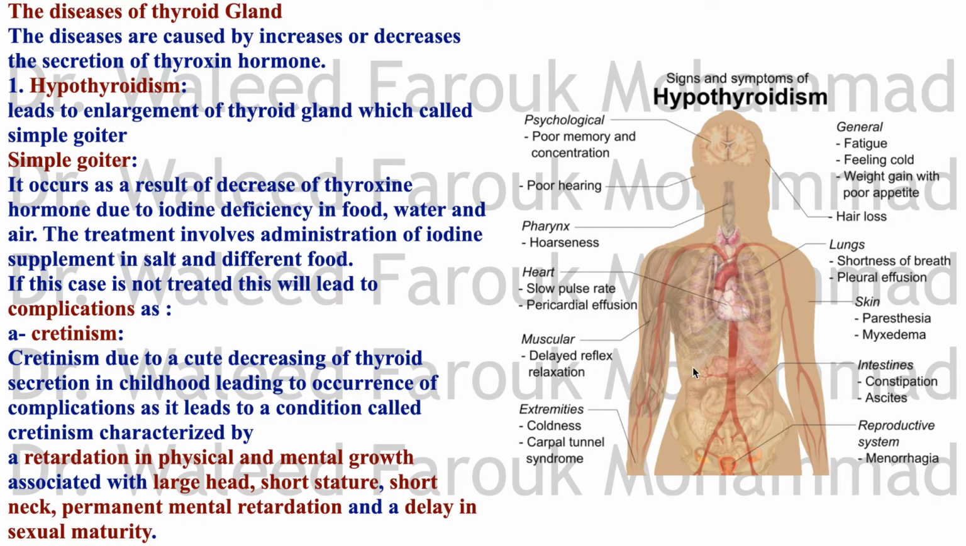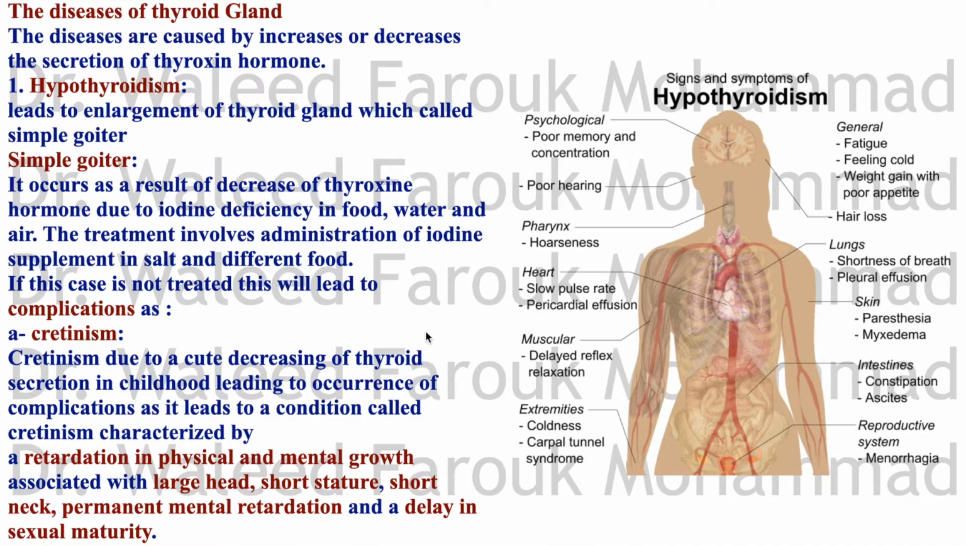Okay, diseases of the thyroid gland. It manifests itself either by increase or decrease in the secretion of thyroxine hormone. Okay, so decreased secretion called hypothyroidism. With hypothyroidism, there is enlargement of the thyroid gland called simple goiter. So remember, enlargement of the thyroid gland doesn't reflect hypersecretion only, but reflects hyposecretion as well. In hypothyroidism, there's simple goiter. It occurs as a result of decrease of thyroxine hormone due to iodine deficiency.